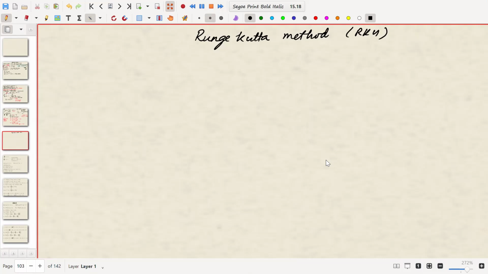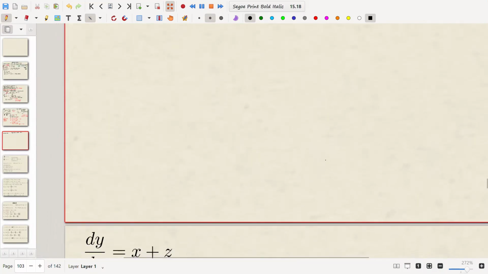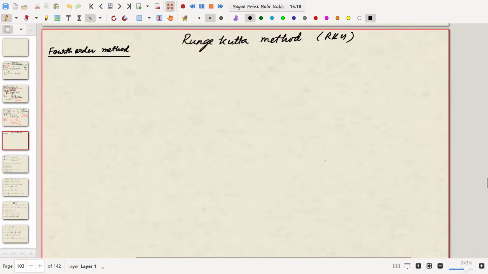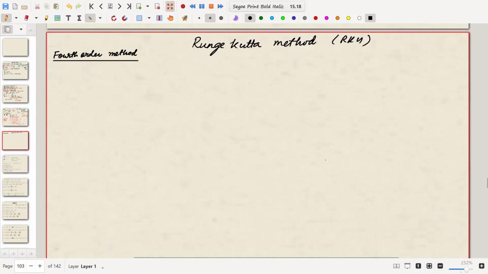So the most commonly used method is the Runge-Kutta method, and the first we will see is the fourth order method, without going into the derivation of how it is derived. But from now on, the methods will be a bit more complex as we move on. So I suggest you keep patience and try to understand this.